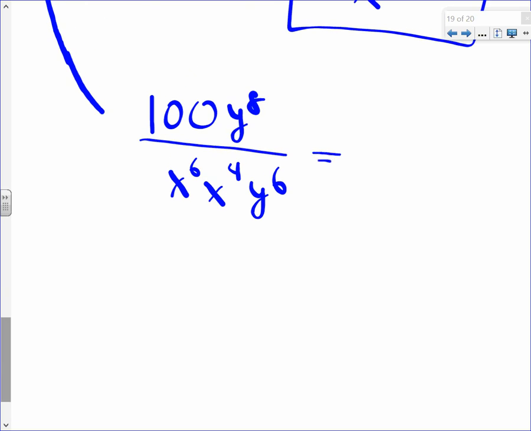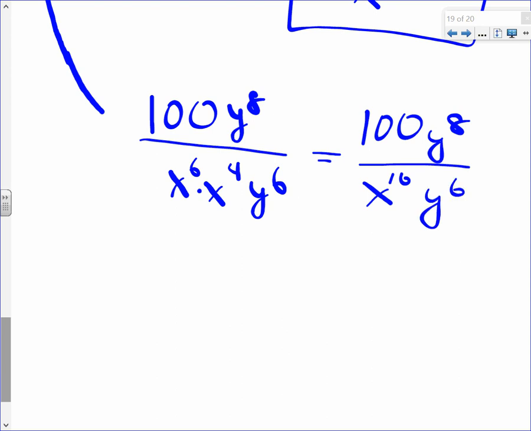And now look at what we have here. Product of powers, rule number 3. Same base, add the exponents. Look what I got. So I got 100 y to the 8th over x to the 10th. I add the exponents, same base, and I'm multiplying. Y to the 6th. And now look at same base, rule number 4, quotient. I'm dividing the same base, subtract the exponents. So my final answer will be 100, 8 minus 6 is y to the 2nd over x to the 10th. Same thing.